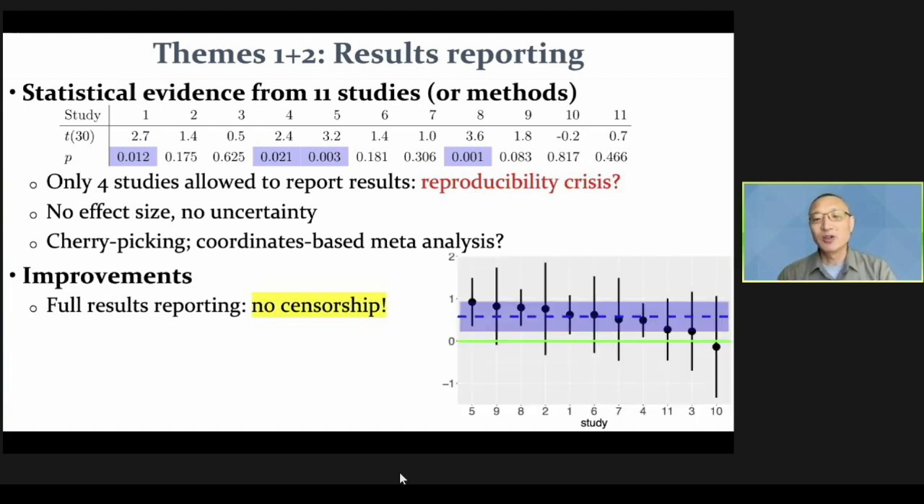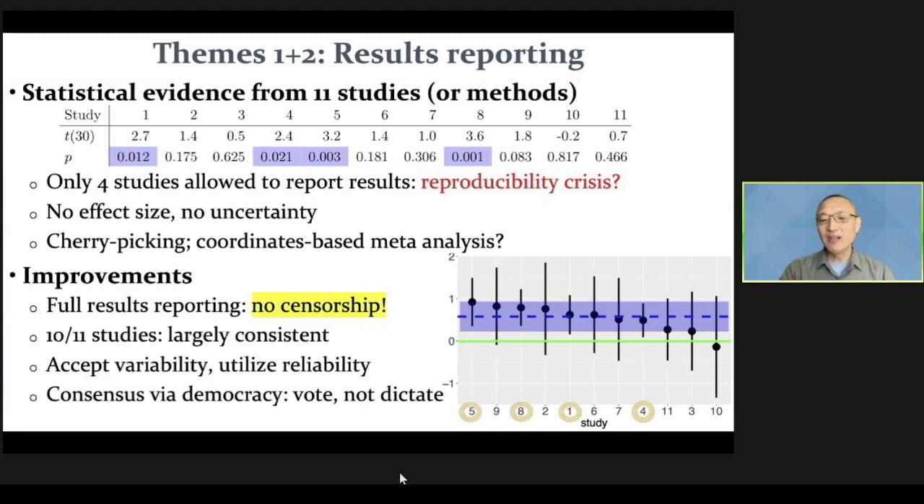If we don't do any censorship, suppose we have all the 11 results available, not just limited to those lucky 4 ones. With those 11 results, suppose we arrange them based on their mean effect size from left to right.